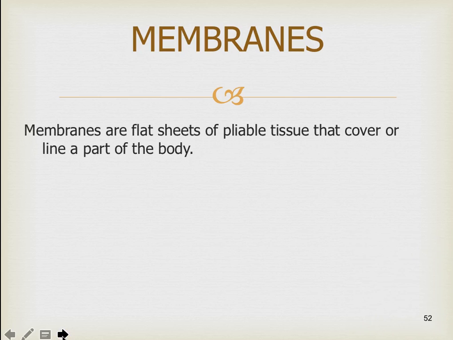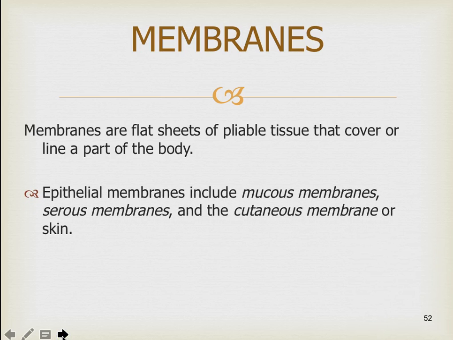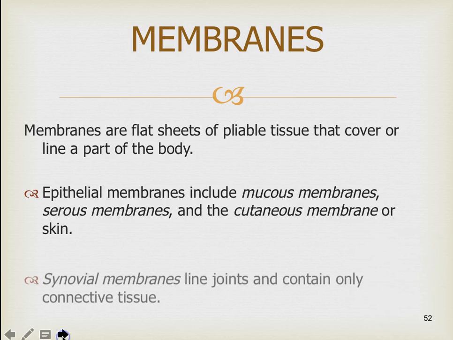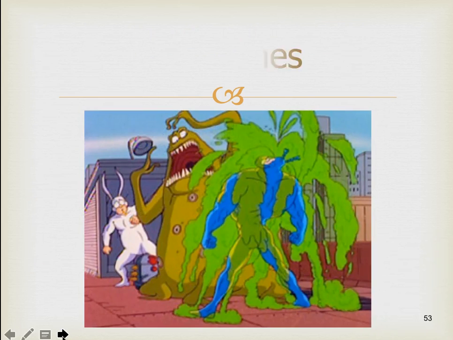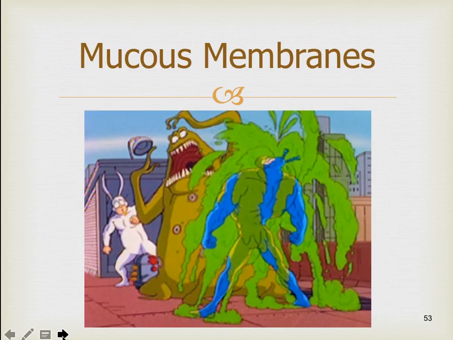All right. So membranes. These are flat sheets of tissue that cover or line parts of the body. We've already seen some of these. We have different types. We have mucous membranes, serous membranes, cutaneous membrane, that's your skin. You also have something called a synovial membrane. Those line joints, and we'll talk quite a bit more about synovial membranes when we get to joints. All right, so let's talk about mucous membranes.